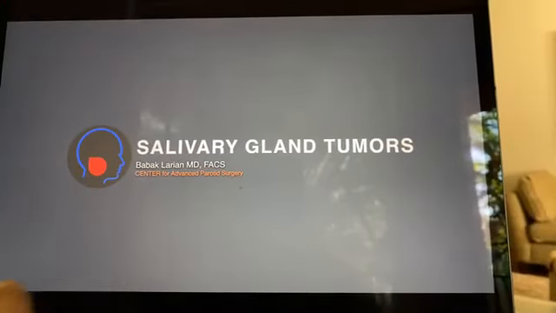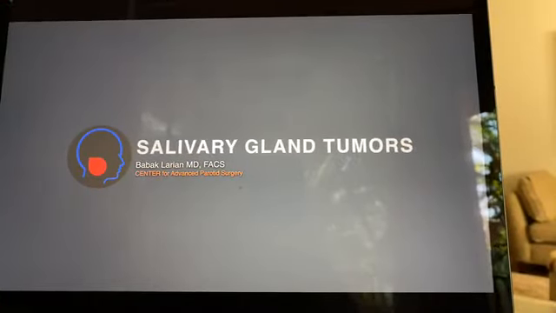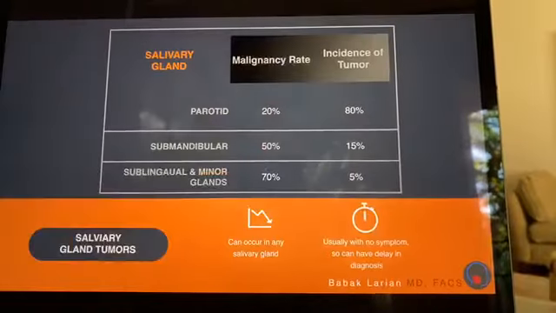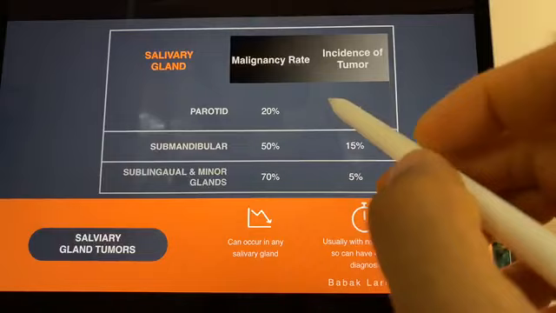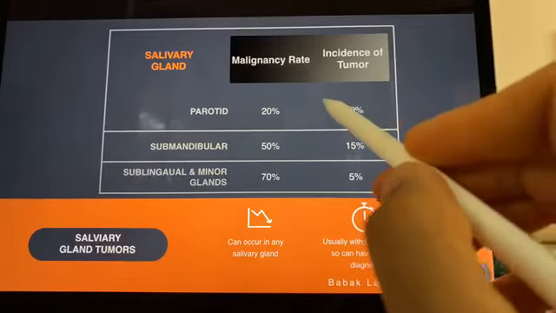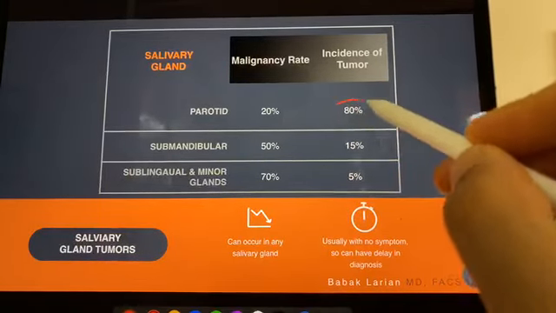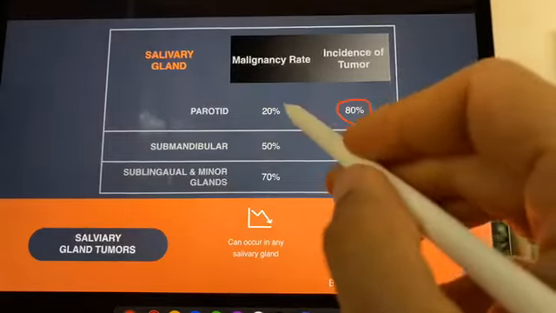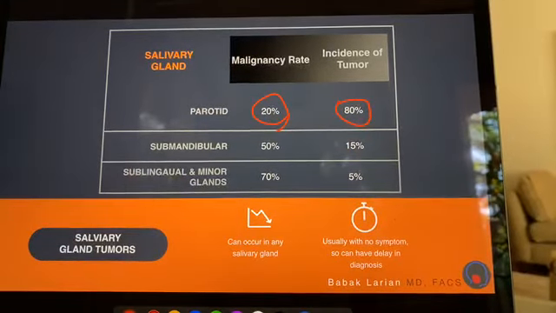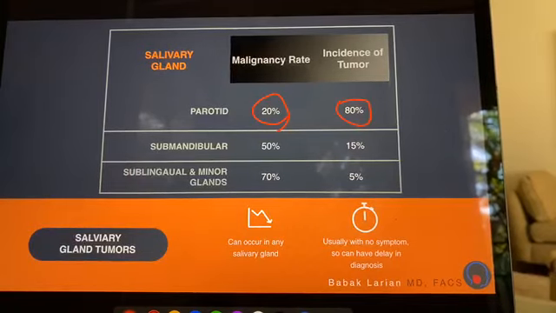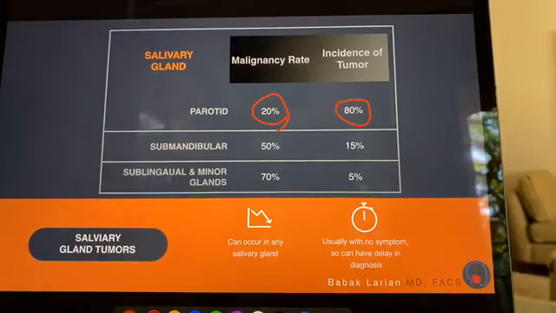Now let me flip this around and show you some slides of tumors. 80% of salivary gland tumors happen in the parotid. Of those, only 20% are cancerous. So when there's a lump in the parotid gland, only 20% of the time is that lump cancerous, which is really good.